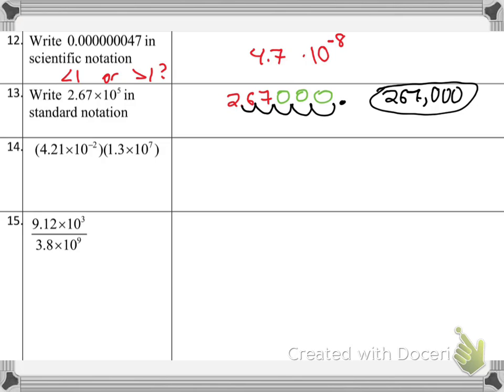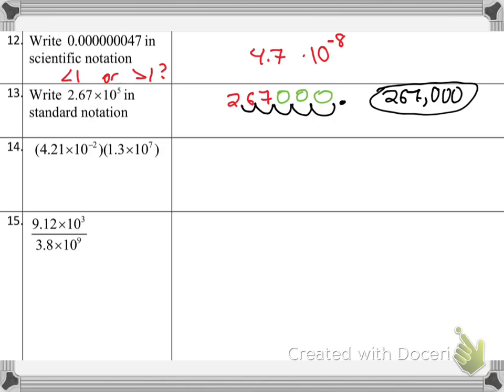So if you're wondering, how did I know to move my decimal place over to the right or to the left? Well, the simple answer is that I know that this is a positive exponent. So if I have a positive exponent, that means I have to have a number that's larger than 1. If I had moved my decimal place over the other way, then I would have ended up with a number that was smaller than 1, which is not what I want.